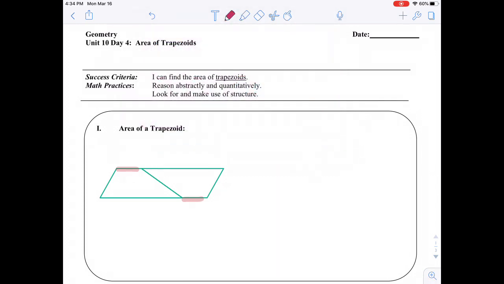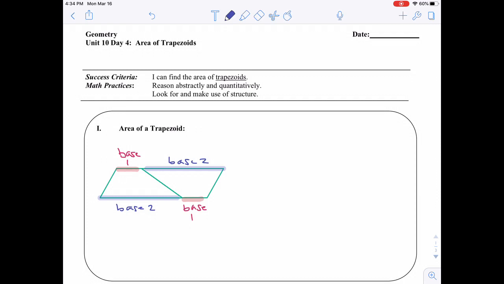So I'm going to go ahead and label this as base 1. And then I'm going to label the longer base as base 2. Doesn't necessarily matter which is which. I just want to be consistent. So here's base 1, here's base 2.